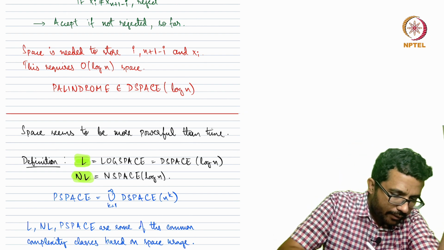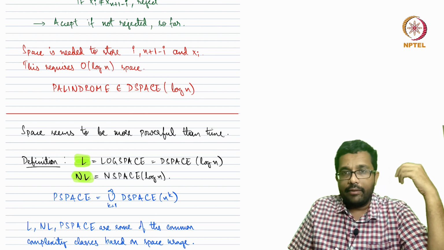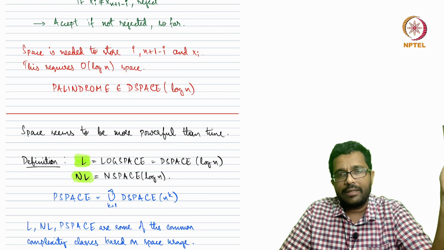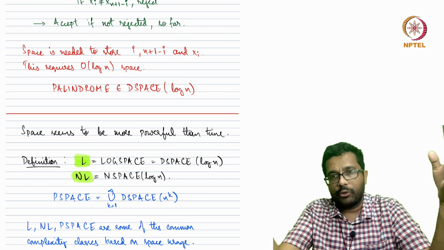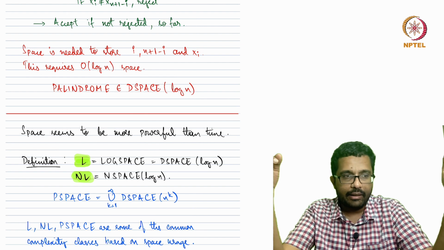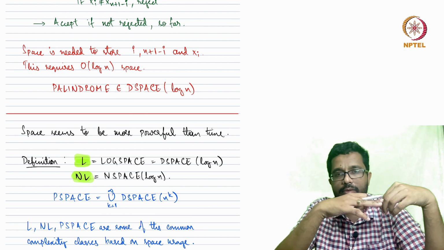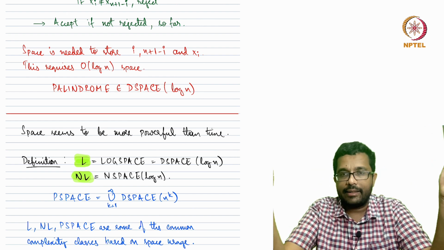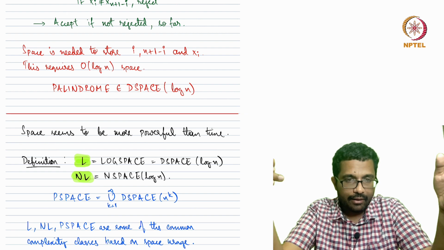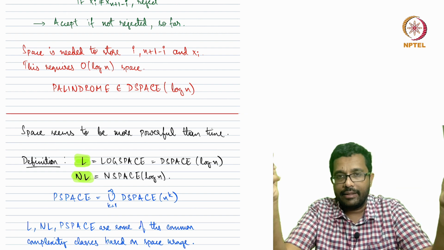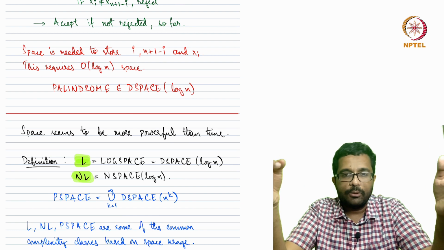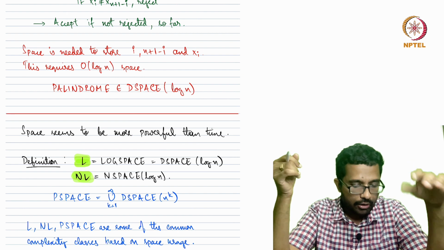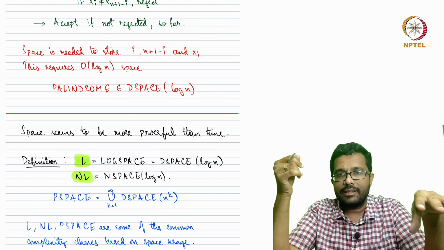Notice that in the case of time complexity, log n time is not really meaningful, because just to read the input you need n time, like you need to go through from the first location till the nth location. But in space, the space where we store that input is not counted. So we can actually do meaningful things with sublinear space.